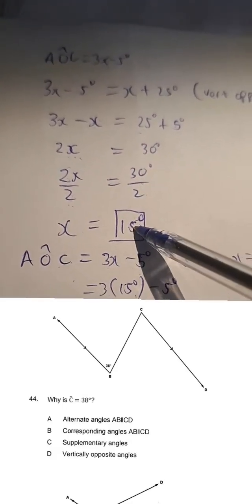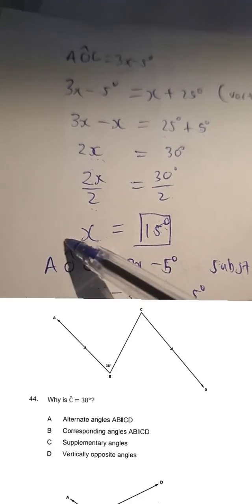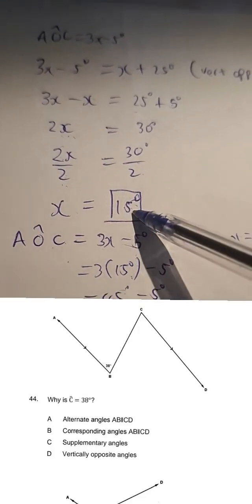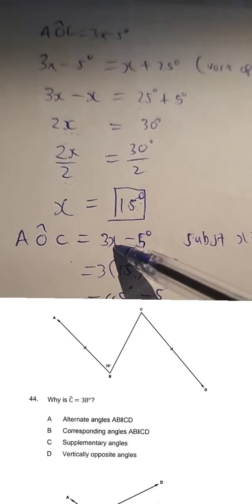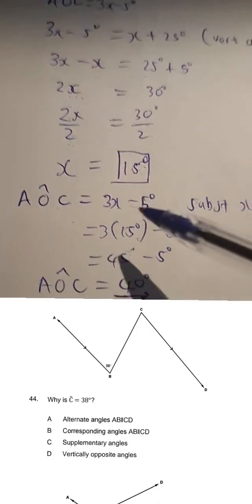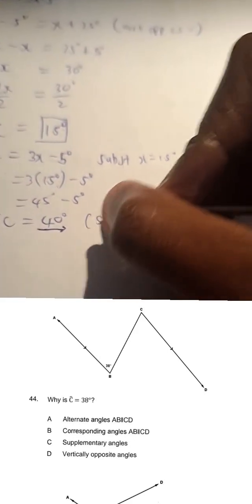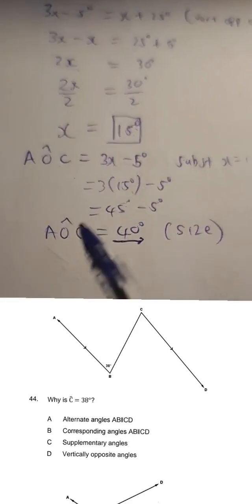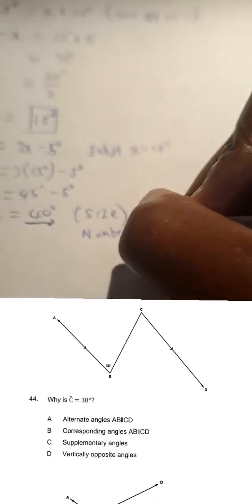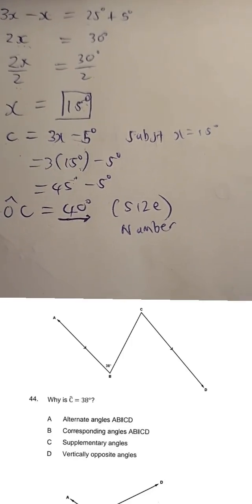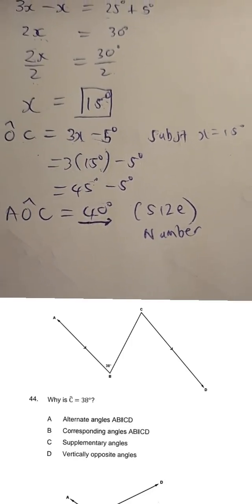It is 15 degrees. We can go back to our angle AOC, which was in terms of x. Substitute 15 and then get an answer for angle AOC, which is 40 degrees. This is the size of the angle AOC because it is a number that does not have x. Does that make sense, guys? I hope it makes sense now.